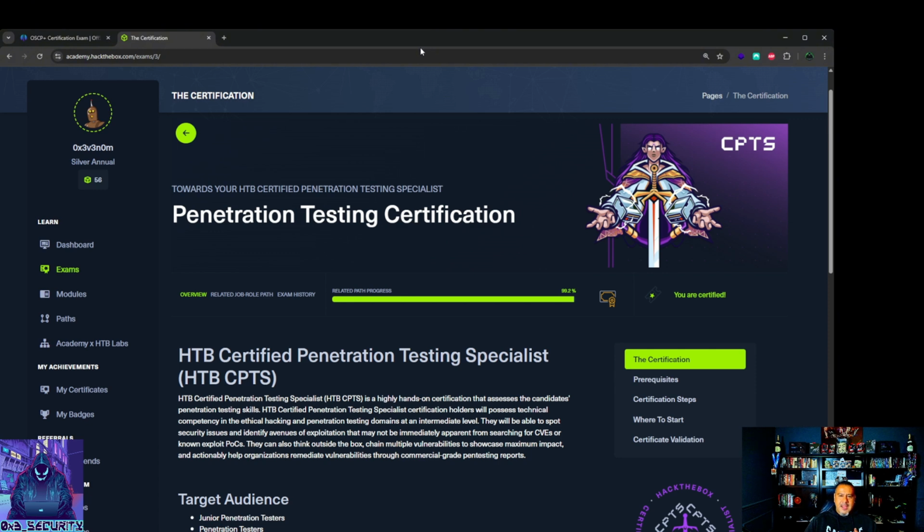But again, this is from my experience on what I would do, knowing what I did on my certification path. I would not even bother with the OSCP Plus. I'm going CPTS all the way. And again, that's my opinion with my experience. I'm not telling you guys to do that. I'm just saying what I would do.